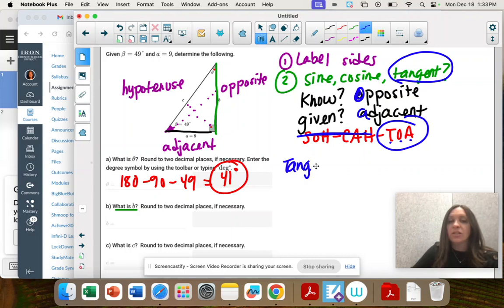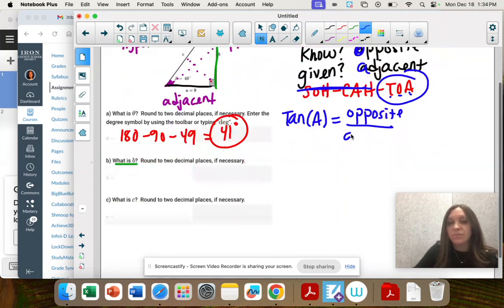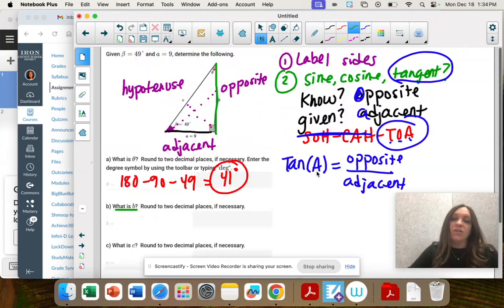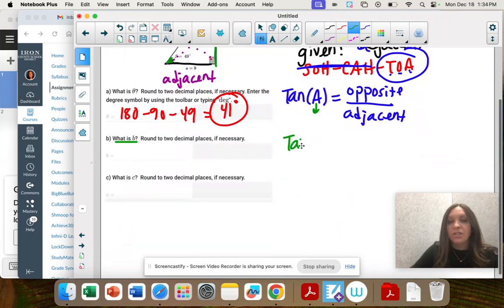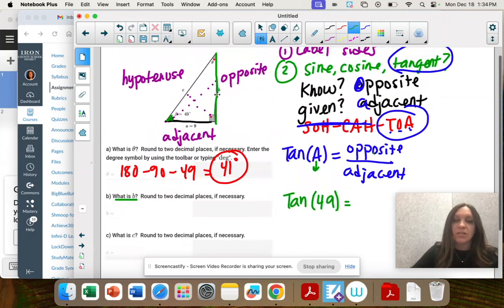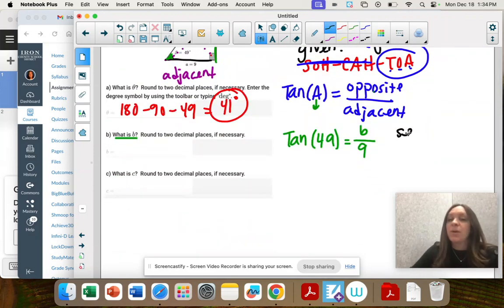So then we're going to set it up. We know tangent of an angle, and I don't even need to write the whole thing. We know tangent of some angle equals OA, opposite over adjacent. So let's plug in what we know. The angle, that's A, is 49 degrees. So tangent of 49 equals the opposite, which is what we're trying to solve for, B, over the adjacent, which is 9. So this is what we call the setup.